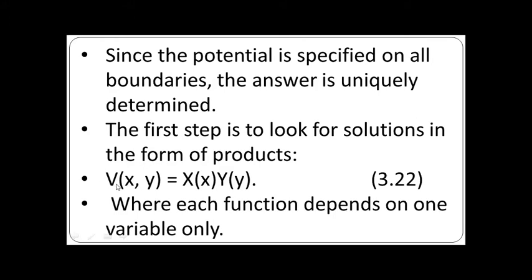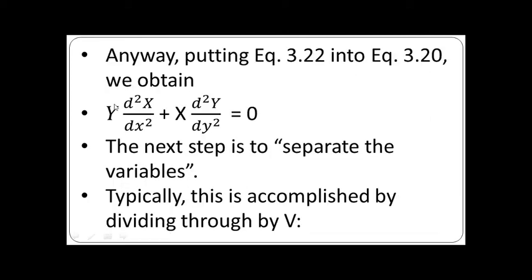That means in a region of interest, in this rectangular slot, the potential V is a function of x and y. It can be thought of as a product of two functions, where each function depends upon one variable only. Capital X is a function of small x, capital Y is a function of small y. Just like previously, we are moving in the same way. I'm just telling you so you understand what the method of separation of variables is.